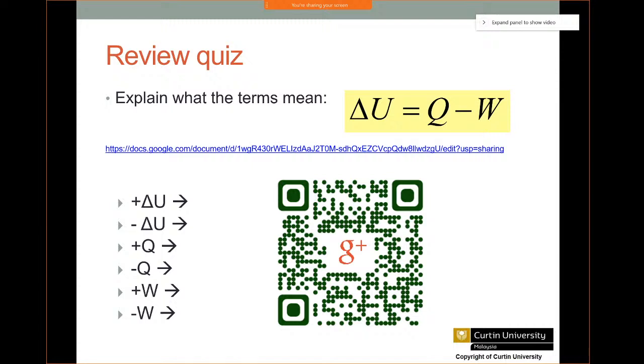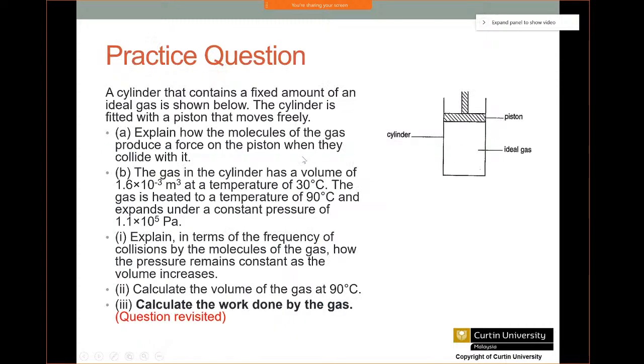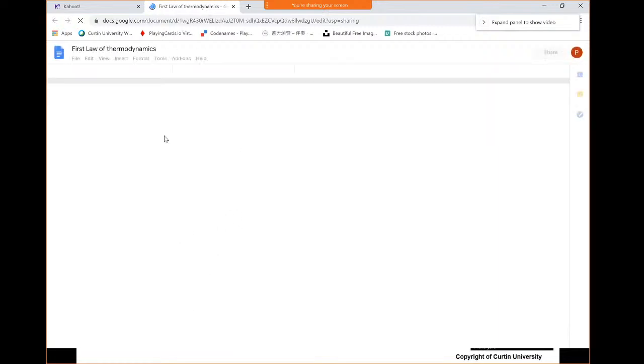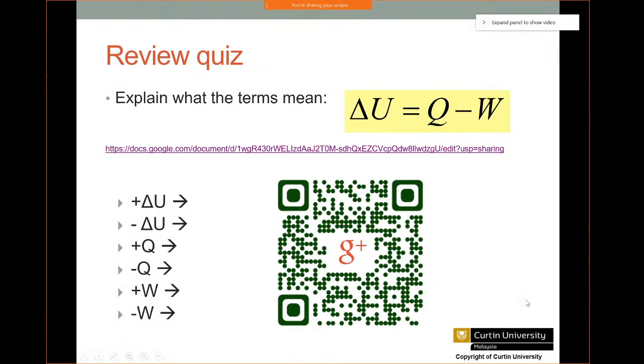Okay, so you can use a handphone to scan the QR code or go to this link. Have you scanned the QR code? Scan first, and fill in the blanks in the table.